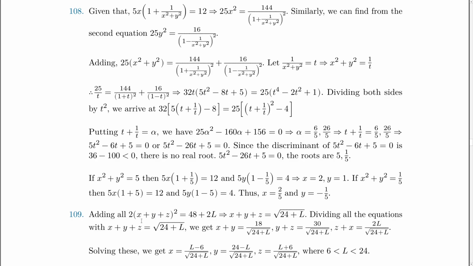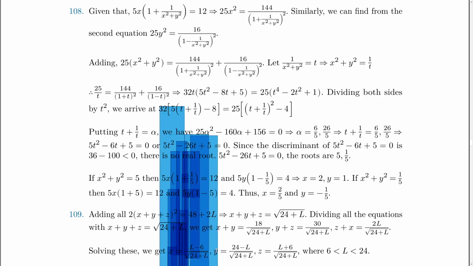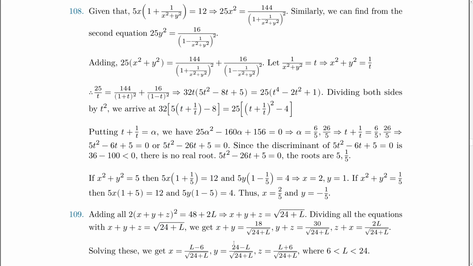Now we divide all the equations by x plus y plus z, and we get x plus y is equal to 18 by square root of 24 plus L, y plus z is equal to 30 by square root of 24 plus L, and z plus x is equal to 2L by square root of 24 plus L. Now we have three equations, three unknowns. We solve them, and we get this solution.